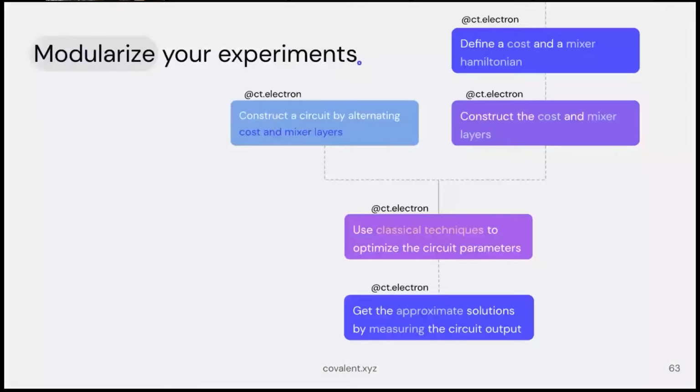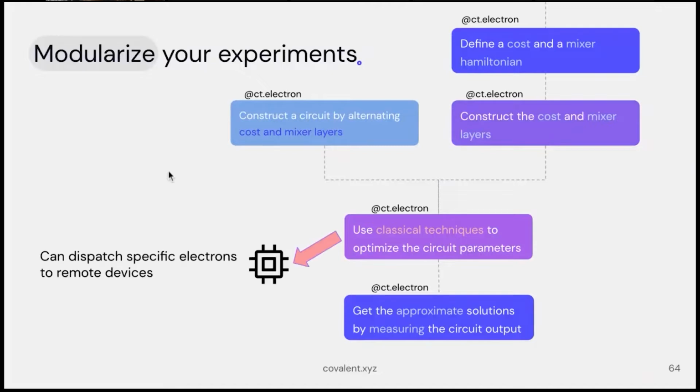Okay, so because Covalent is used to modularize your experiments, we can take a peek at what that would look like with the steps that we saw earlier in this QAOA application. So for each of these steps, we would just add the covalent electron decorator before defining a Python function, which just lets Covalent know that this function is an electron within our workflow.